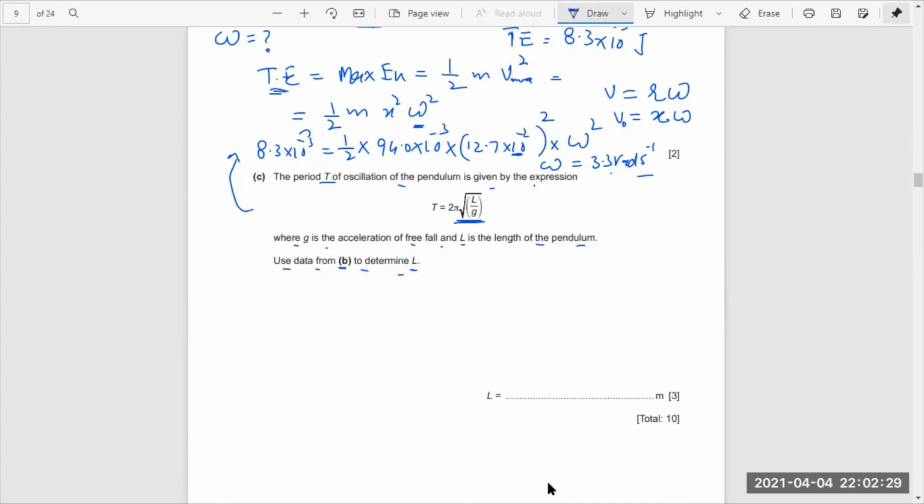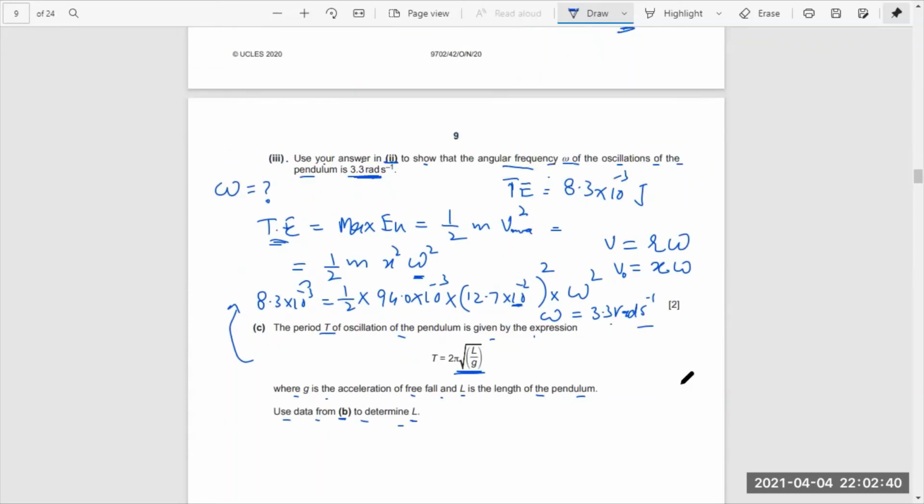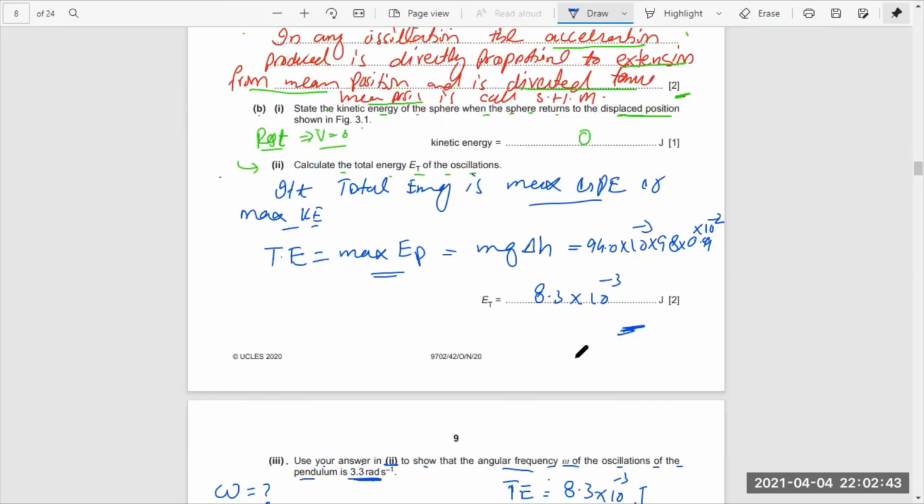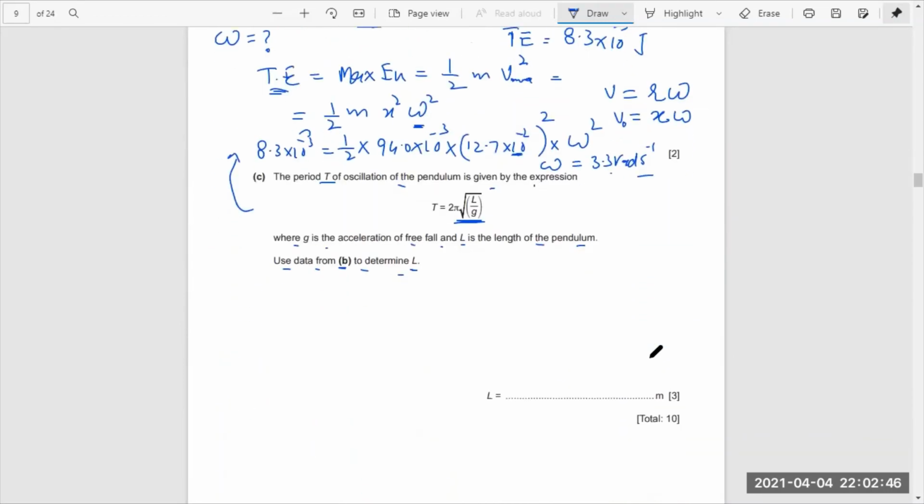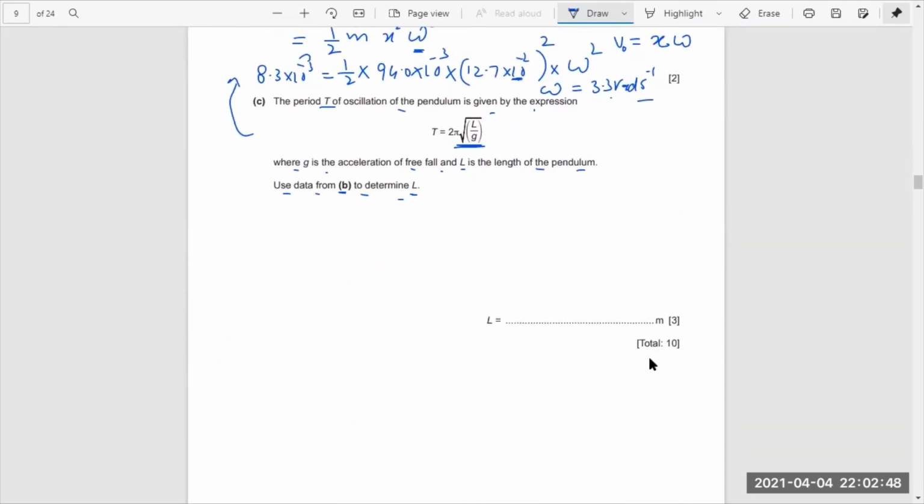And we can get now from the omega, because we have got the omega, that omega will lead us to get the value of the T. Because the hint is there. He's giving us the hint to use the answers in the B. So we have the B, the total energy, and we have got the omega. So first of all, we have to understand what is the relation of the time period with omega. As you know, omega is equal to 2 pi divided by the time period. So from here, the time period would be simply 2 pi over omega.